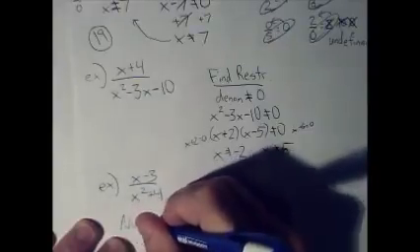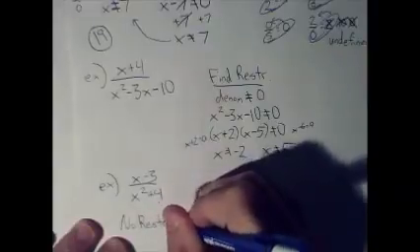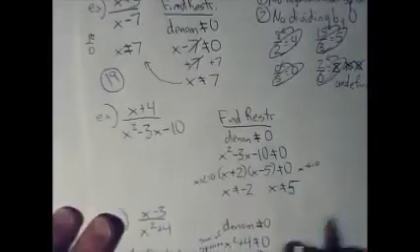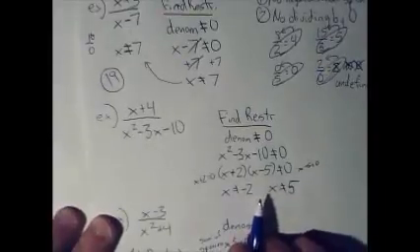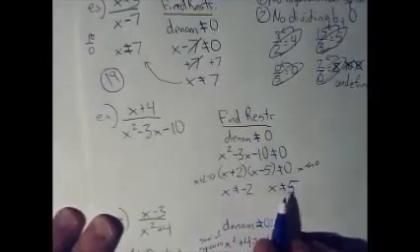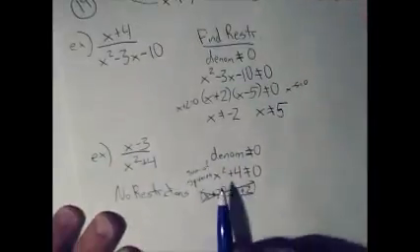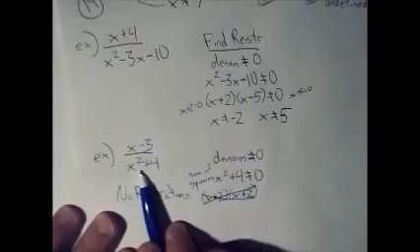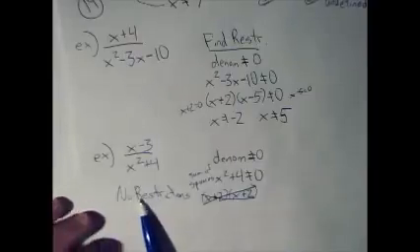But remember, restrictions are technically a bad thing. Restrictions are restricted numbers, not allowed. Up here, what I'm saying is I can pick any number except negative 2 and 5. Down here, I'm saying with no restrictions, I can pick any number that I want and I can plug it in. No restrictions is actually a good thing.